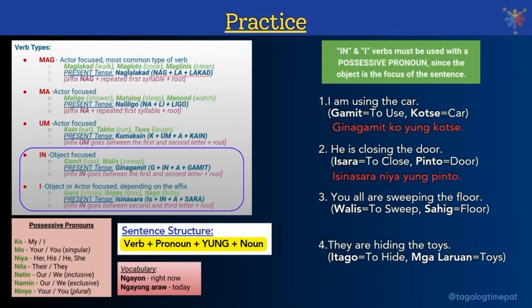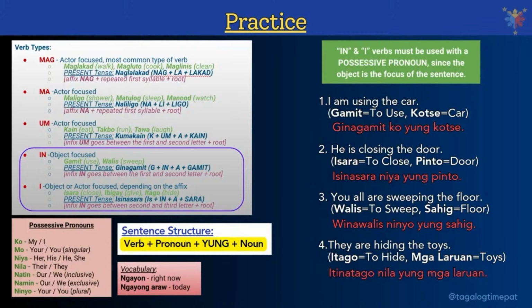Isinasara niya yung pinto. So the pattern for E verbs, the in just goes between the second and third letter, and then it's the root. He, as a possessive pronoun, is niya. Yung pinto, the door. Number 3, you all are sweeping the floor. Winawalis nyo yung sahig.